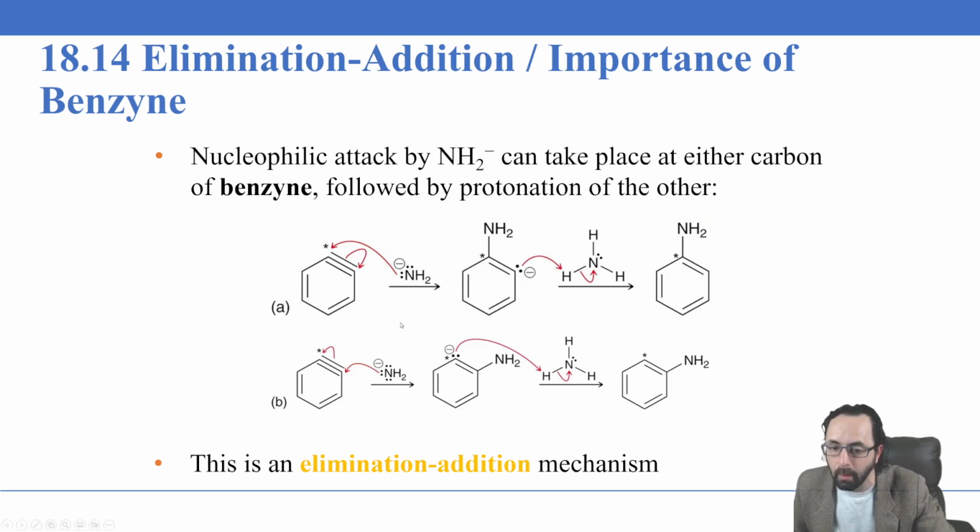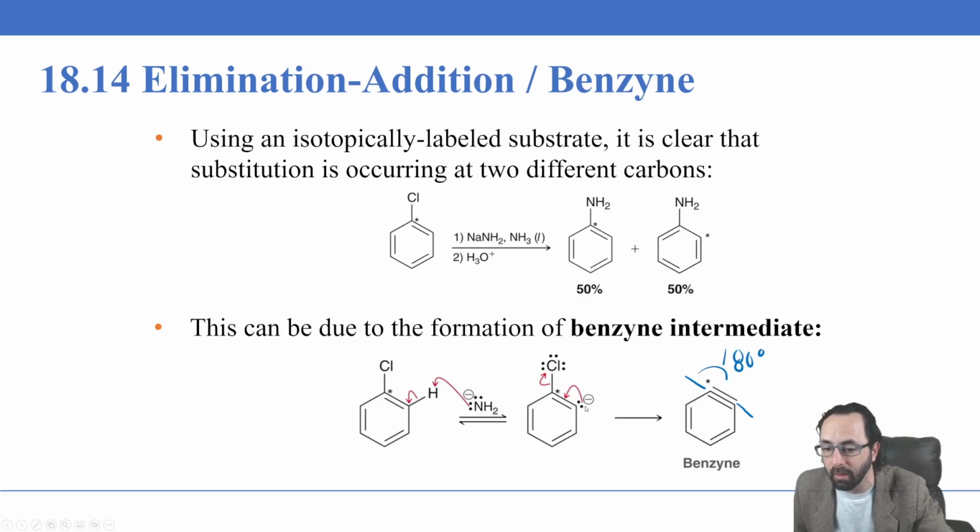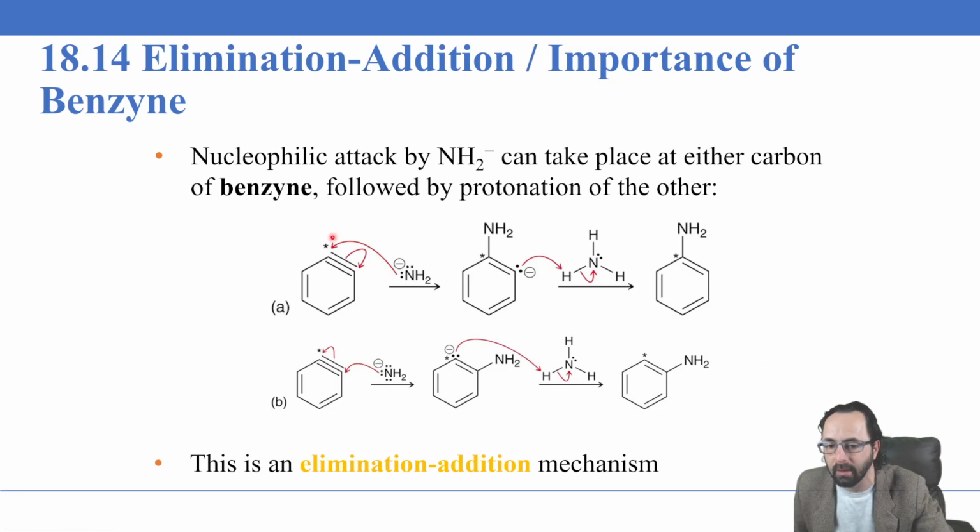Now alternatively, the amide can attack at the other carbon that was not the carbon that had the halogen group, and then it can get protonated at the same carbon where the halogen group is, and then we have the installation of the amine group at the position that is ortho to where the halogen is. And this evidence tells us that this could not have occurred through a nucleophilic aromatic substitution. It must have occurred by a different mechanism. This is called the elimination-addition mechanism, because we start with an elimination, producing a triple bond from a double bond, and then an addition of the amine group.